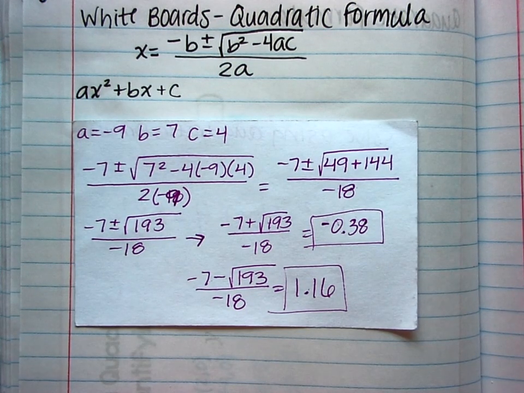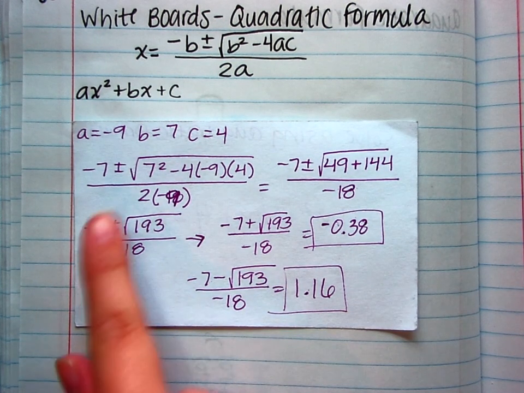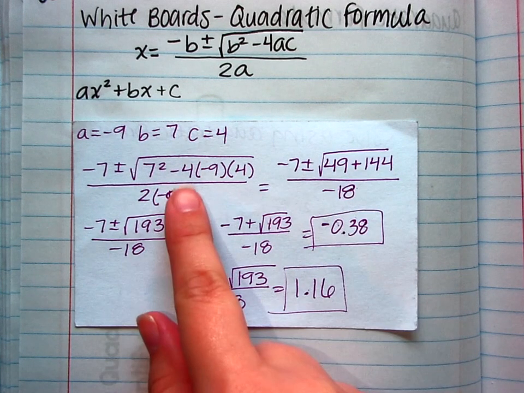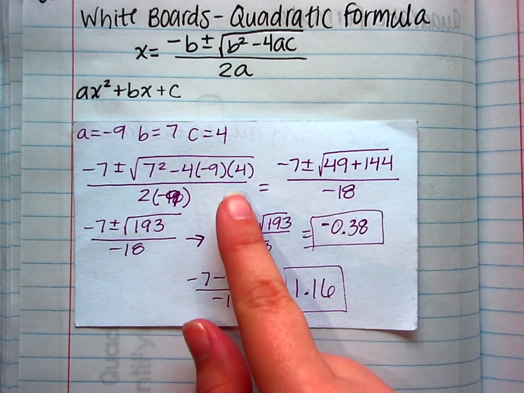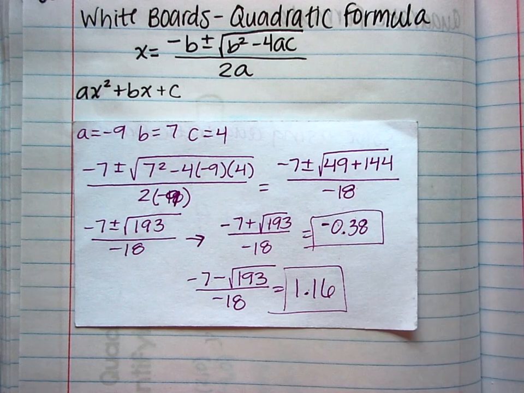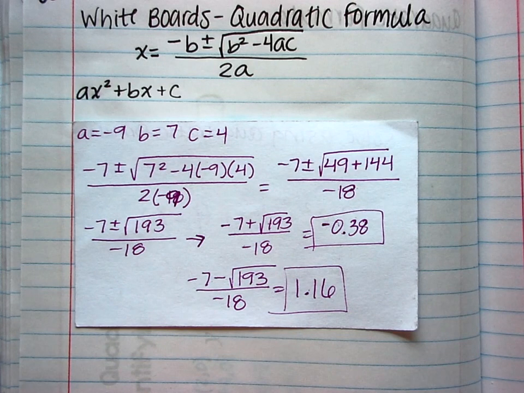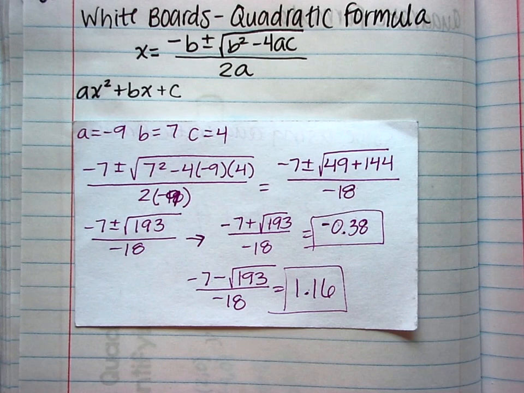Replacing the letters with the numbers, you will have this set up: square the 7, multiply -4, -9, +4, that will give you a +144. And you're going to end up adding those. That's where this 193 comes from. All that's being divided by -18, and these should be your two final answers.